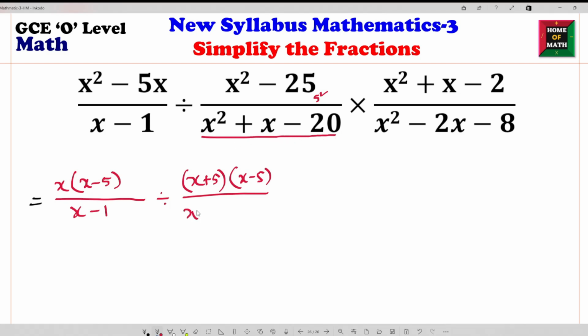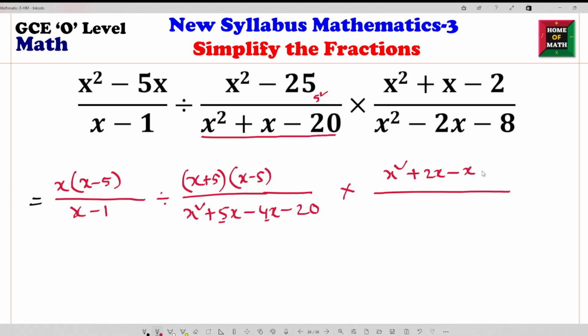So here we can write x² + 5x − 4x − 20. Why? Because 5 times 4 means 20 and 5x − 4x means x. Here is also the same thing, x² + 2x − x − 2. 2 times 1 means 2 and 2x − x means plus x. And here is x², here we can write − 4x + 2x − 8. Why? Because 4 times 2 means 8 and −4x + 2x means −2x.